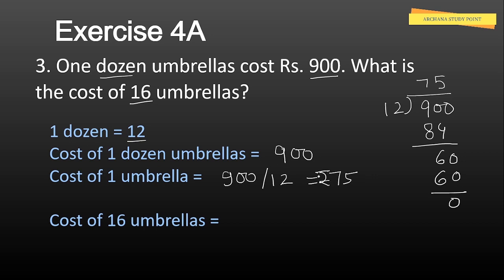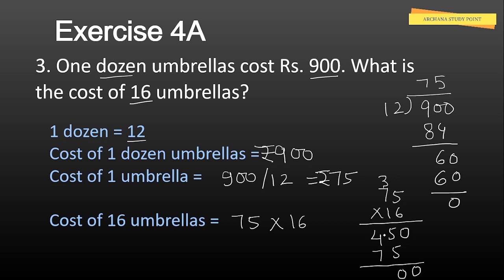Rupees 75. Here also we'll write the unit. The cost of 16 umbrellas we have to find out. So we will multiply the cost of one umbrella, which is 75, with 16. And if we multiply 75 with 16, let's see the calculation. 75 multiplied by 16 will give us 6 5s are 30, carry 3, 6 7s are 42, plus 3 gives us 45, 1 5 is 5, 1 7 is 7, 0, 5 5 10, carry 1, 7 plus 5 will give us 12. So the answer is cost of 16 umbrellas is rupees 1200.